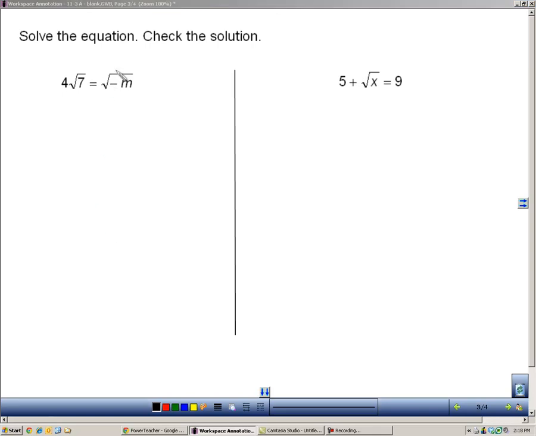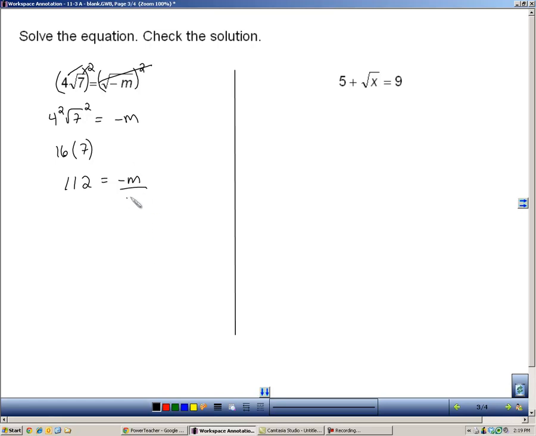In this example, the square root is isolated already with the letter, so I'm going to square both sides. On the right, they'll cancel, leaving me with a negative m. On the left, I actually have to square both of these numbers. I have to square the 4 and the square root of 7. So this becomes 4 squared and square root of 7 squared. Well, 4 squared is 16. Square root of 7 squared is 7. And 7 times 16 is 112. And that equals negative m.